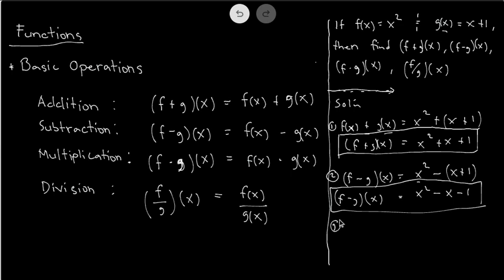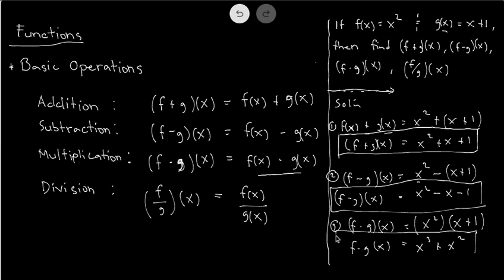Number 3 is multiplication. So f dot g of x is equal to, ano nga yung ito gagamitin natin ngayon? So same, si x squared multiplied by g of x, which is x plus 1. Okay, so ano sagot? So magiging x cubed plus x squared. O yun mo. So yun na yung sagot, x cubed plus x squared. f dot g of x. Diba?